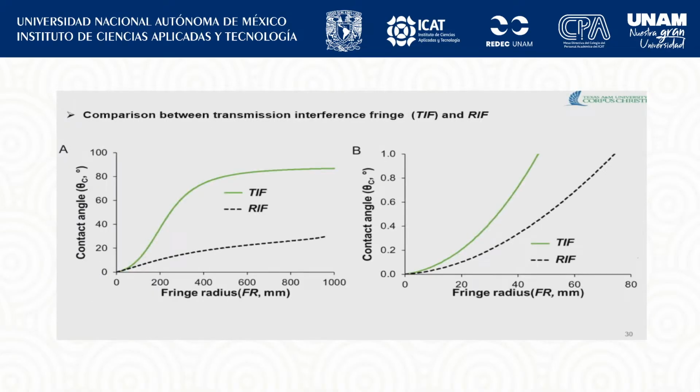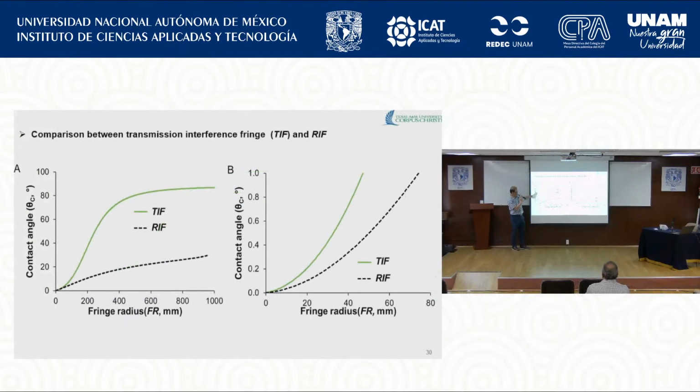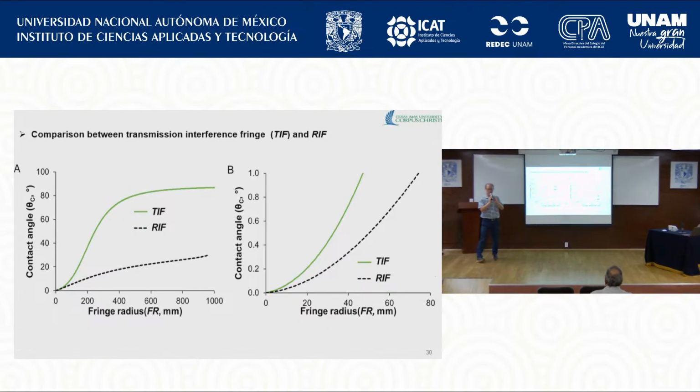Now this one, here we conducted a comparison between the transmission configuration and the refraction configuration. Now here, transmission configuration shows the wider contact angle measurement. That means the transmission would be better in the wider contact angle measurement. However, if you focus on the small contact angle, the refraction may be better. Right? Refraction can provide a better resolution.